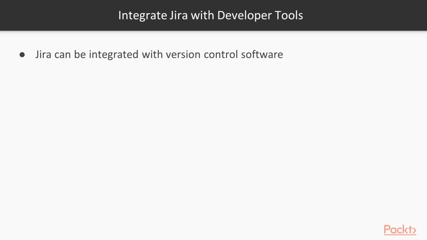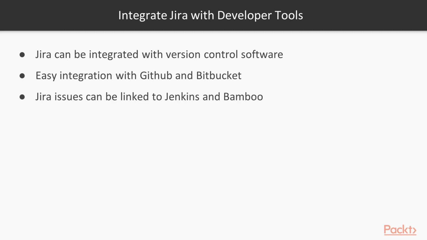Integrate Jira with developer tools. Jira can be integrated with a variety of version control softwares. You can easily integrate Jira with GitHub and Bitbucket. You also have some integration with Jenkins and Bamboo. And you will find more integrations when you go to the marketplace and when you download new apps. So in case there is something that you cannot integrate Jira with out of the box, you can most probably find an app or an add-on if you go to the marketplace.